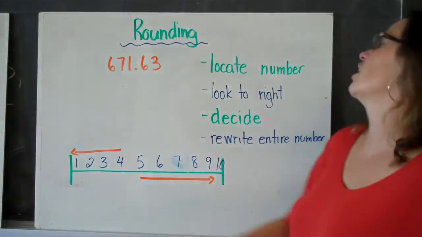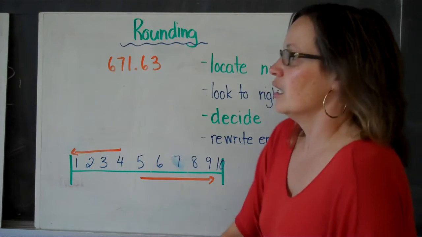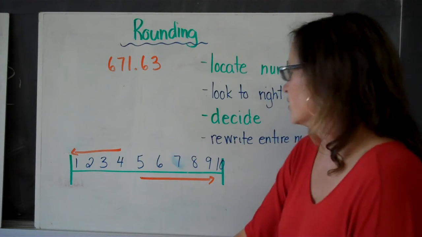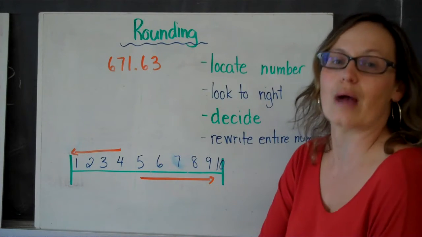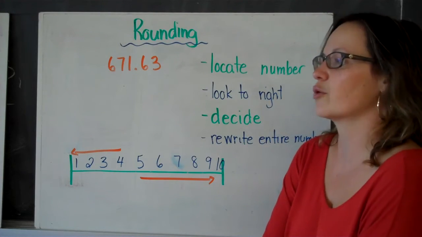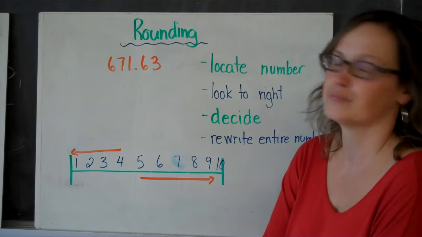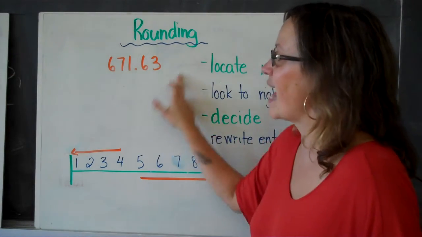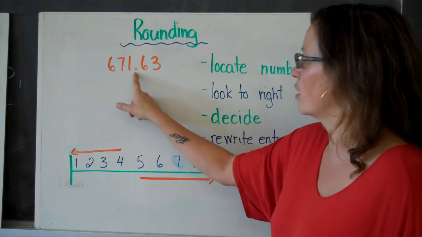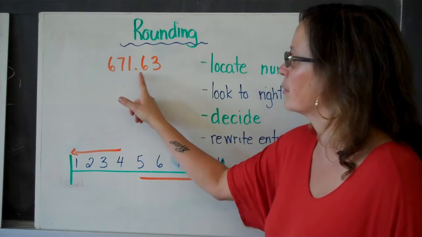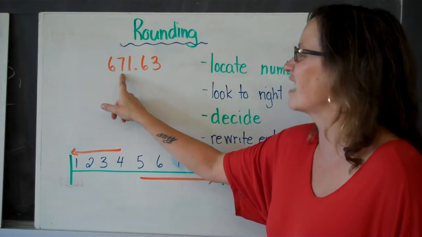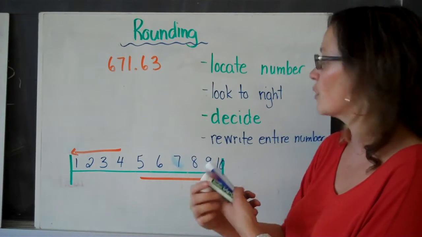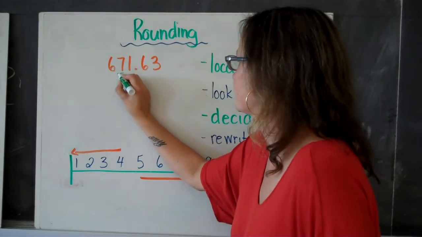Okay. So when we're rounding, there are a couple stages to rounding. The first one is to locate the number or the place value that we are rounding to. So if I say we're going to round to the nearest 10, first I'm going to find the tens column in my number. So I know there's my decimal. I know these are my whole numbers. These are my decimals. So I know the first column is the ones column. The next column is the tens column. So I've located my number.